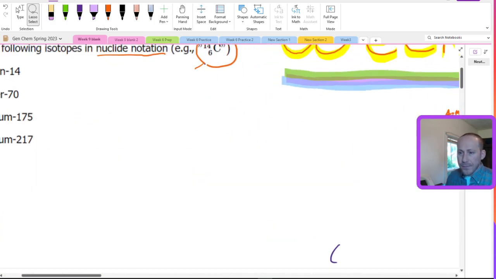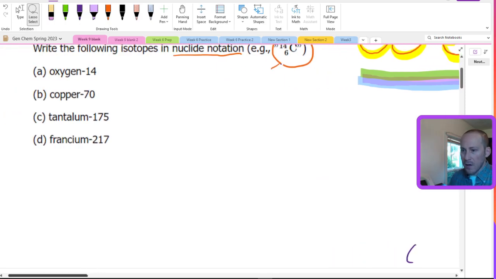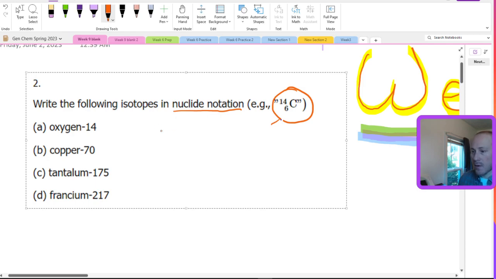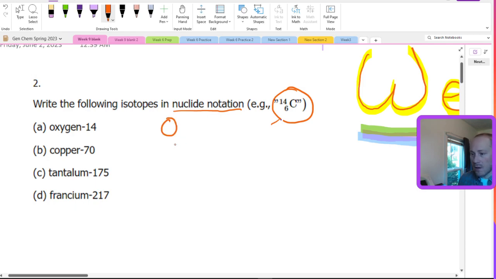Okay. So oxygen 14. We can really quickly do all of these by saying, since we're given the names, we essentially know what Z has to be, because Z is the number of protons. The number of protons is what identifies the atom, or the nucleus of the atom.